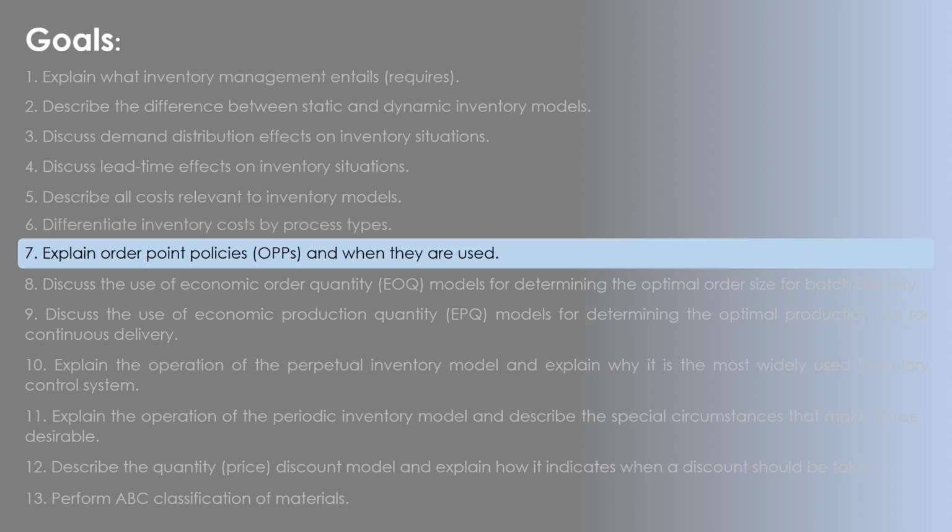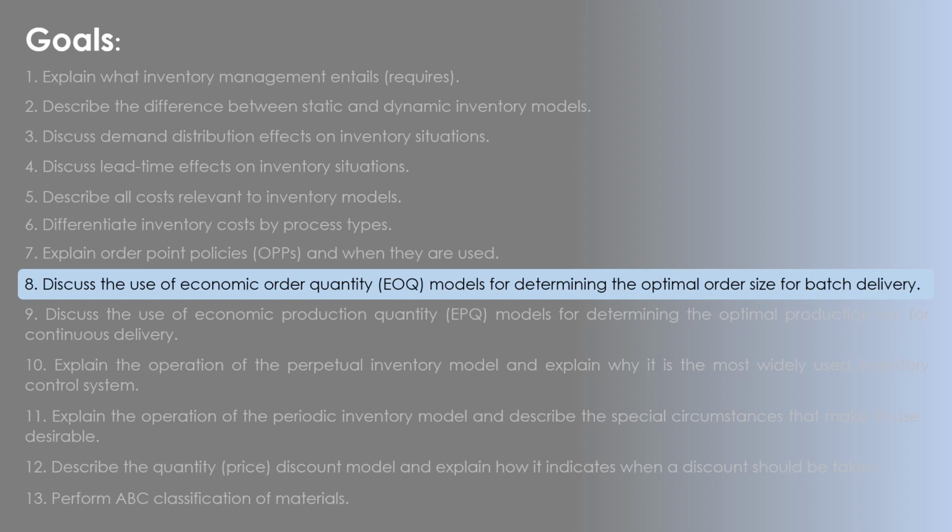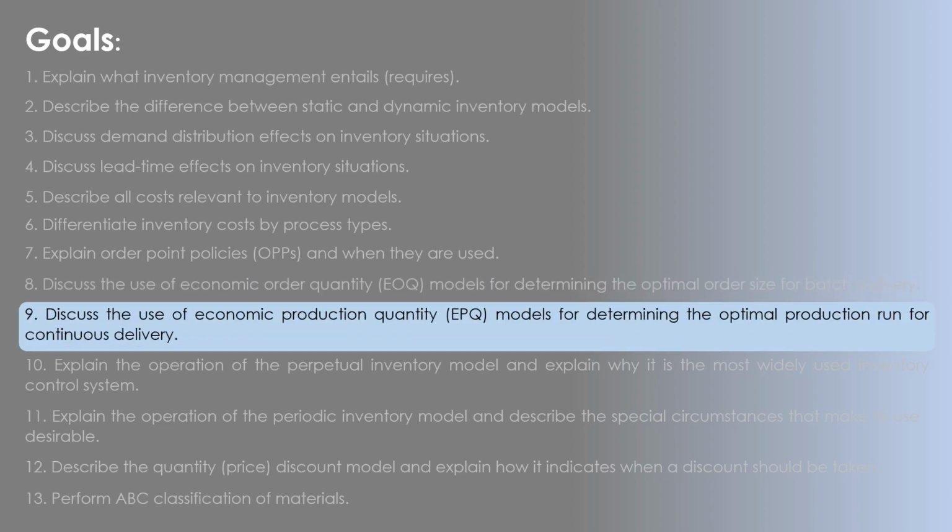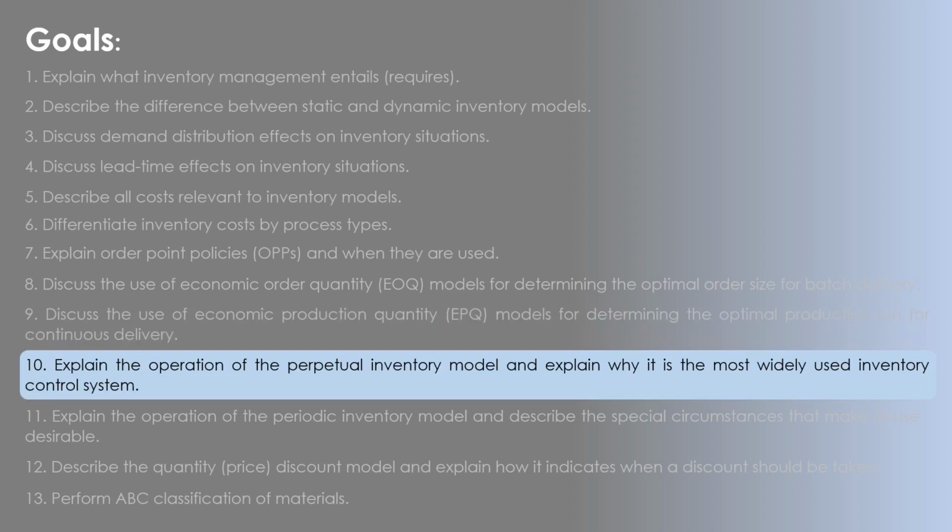Explain order point policies or the OPPs and when they are used. Discuss the use of economic order quantity or the EOQ models for determining the optimal order size for batch delivery. Number 9, discuss the use of economic production quantity or the EPQ models for determining the optimal production run for continuous delivery. Number 10, explain the operation of the perpetual inventory model and explain why it is the most widely used inventory control system.